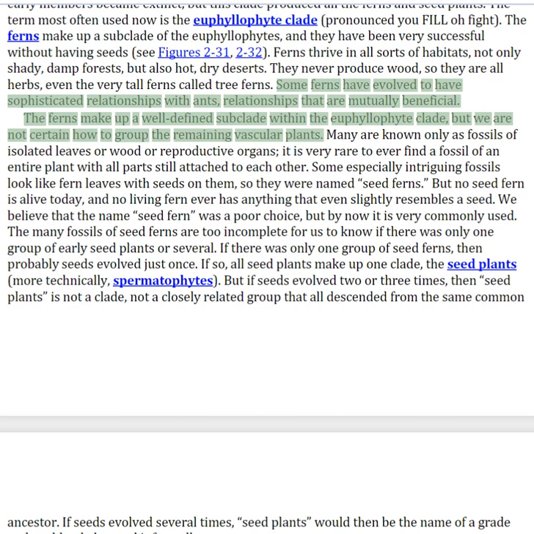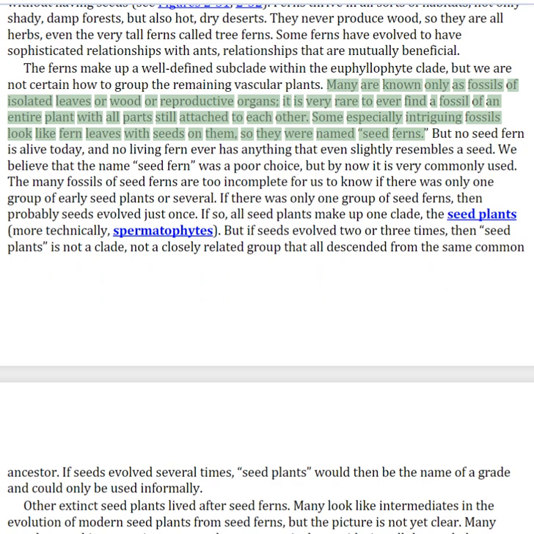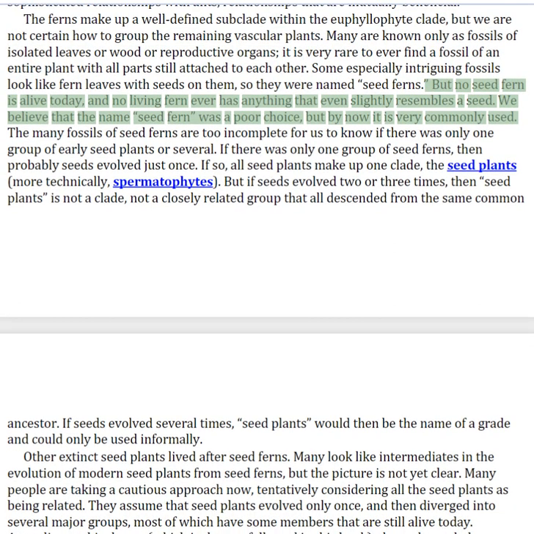The ferns make up a well-defined subclade within the euphylophyte clade, but we are not certain how to group the remaining vascular plants. Many are known only as fossils of isolated leaves or wood or reproductive organs. It is very rare to ever find a fossil of an entire plant with all parts still attached to each other. Some especially intriguing fossils look like fern leaves with seeds on them, so they were named seed ferns. But no seed fern is alive today, and no living fern ever has anything that even slightly resembles a seed. We believe that the name seed fern was a poor choice, but by now it is very commonly used.